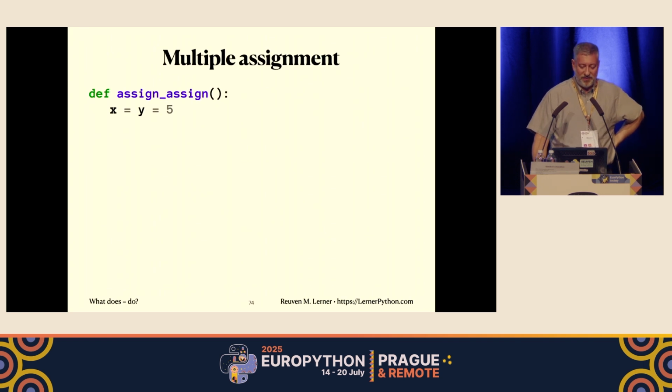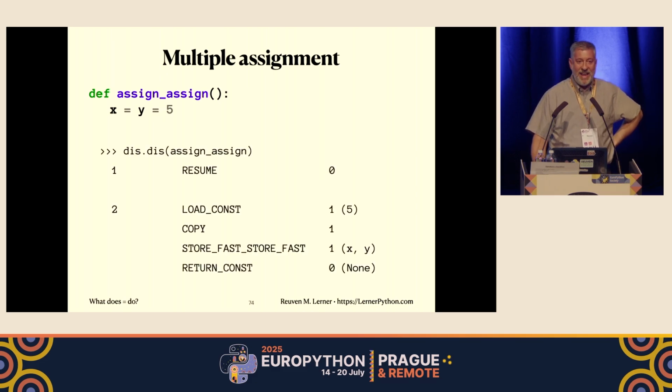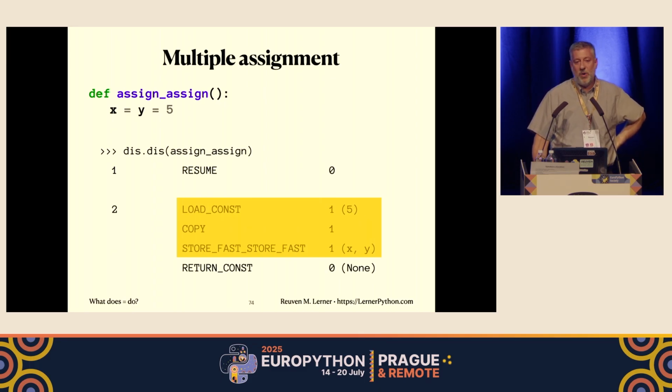One or two other things. What about multiple assignment? By the way, never do this. But if you say x equals y equals 5, what's happening there? And actually, what happens is Python copies it and then does store fast, meaning basically it's a new opcode that sets 2 things at a time.